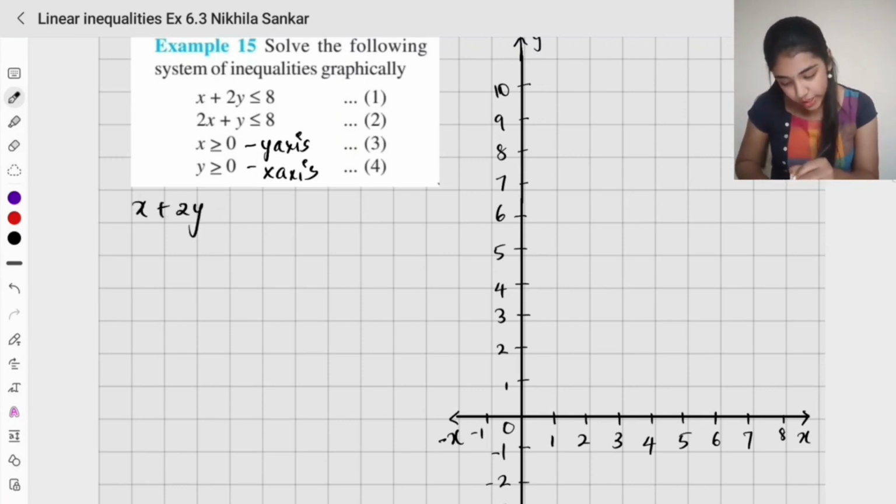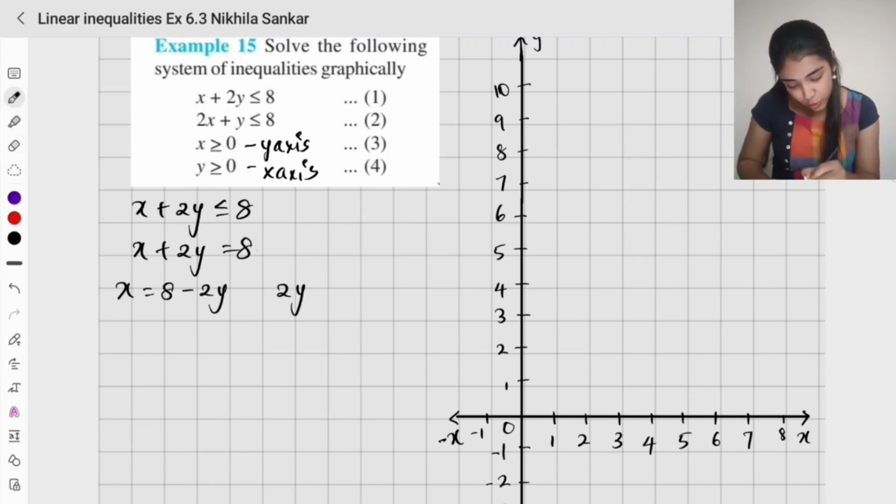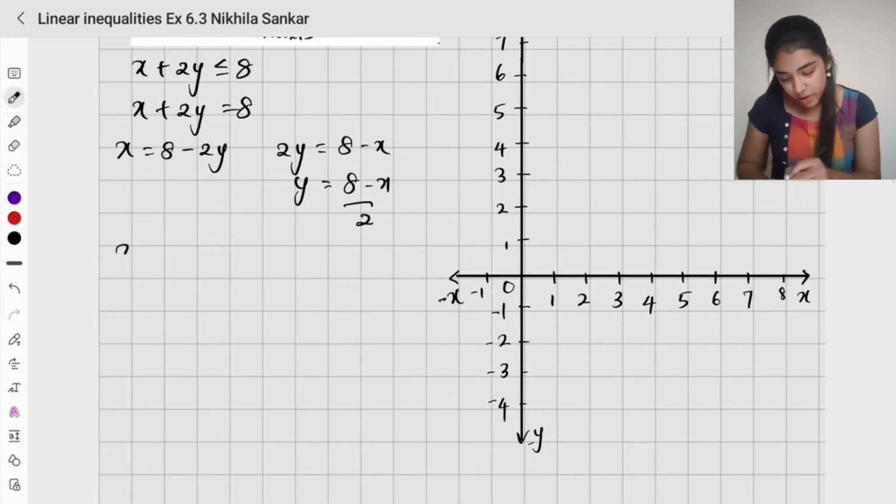So x plus 2y less than or equal to 8. So first equation x plus 2y equals 8. X is equal to 8 minus 2y. 2y is equal to 8 minus x. Y is equal to 8 minus x divided by 2. So இப்போ x க்கும் y க்கும் 0 போட்டா என்ன ஆகும்? When x is equal to 0, I'll have y equals 8 by 2, which is 4. Y is equal to 0 now, I have x is equal to 8.